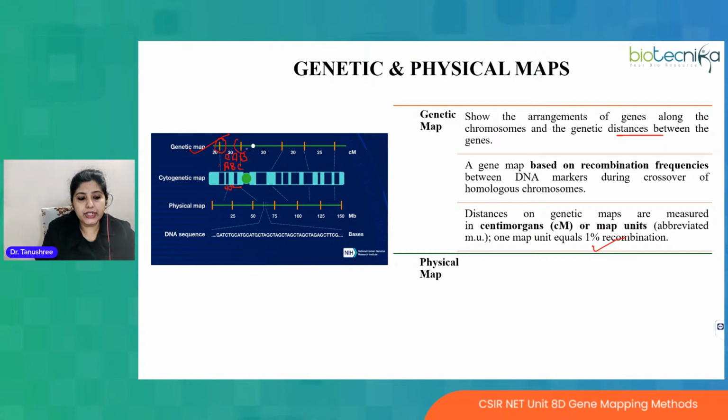Okay. So this is the genetic map, where you can see the distance between the genes is measured in terms of centimorgan, or map units, and they are constructed based on recombination frequencies.